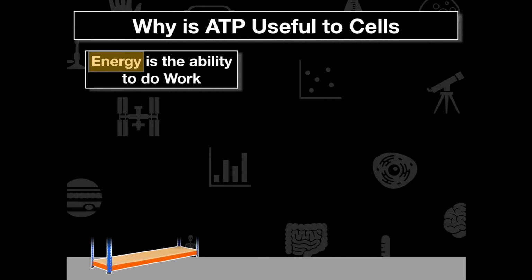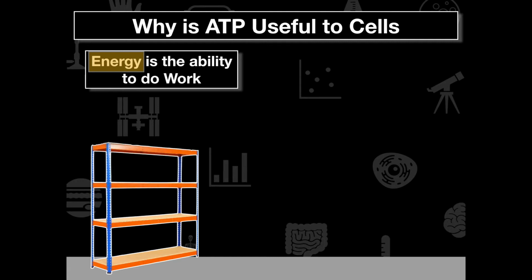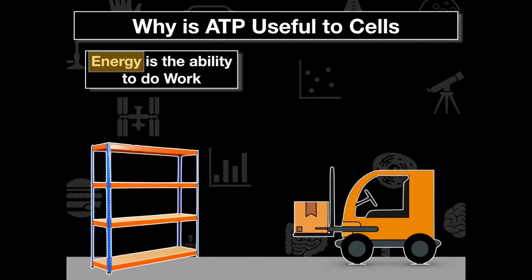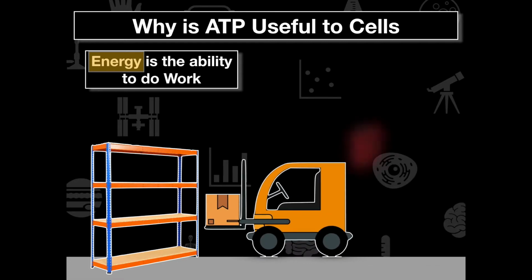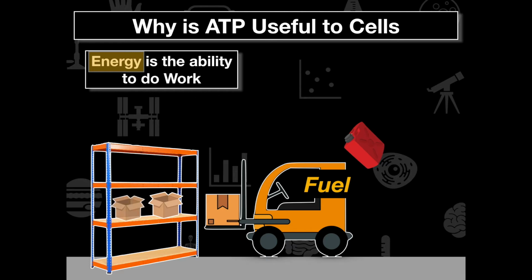So if we're thinking about this, let's say we were in a warehouse and we had a shelf and we had a forklift. Now we need to move these really, really heavy boxes up to the tops of these shelves. So we're going to take our forklift and move the boxes up there. Now here's the thing. We're going to have to use fuel to get that forklift to work to put the boxes on the shelf. And this is what we have to understand here.